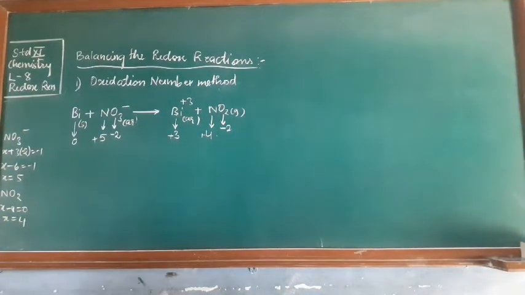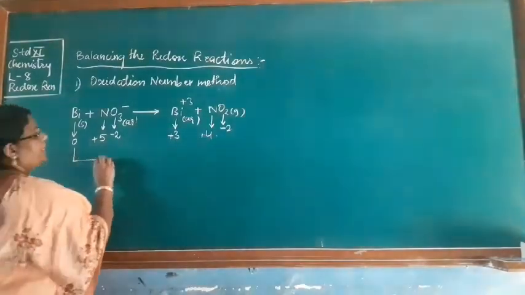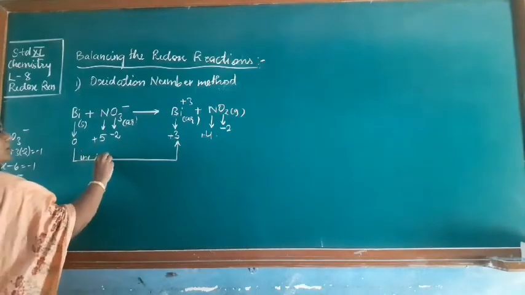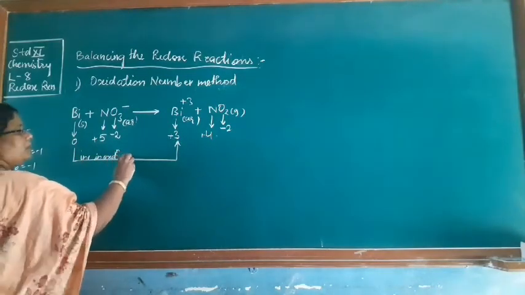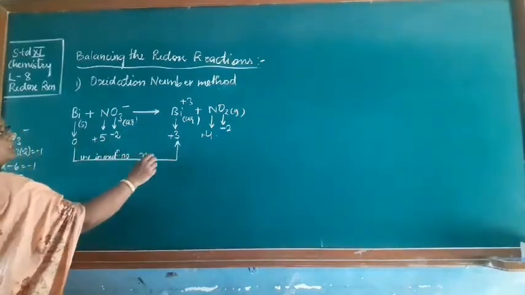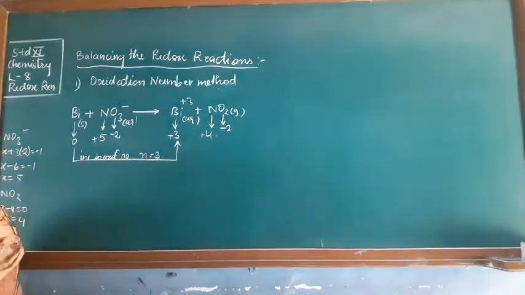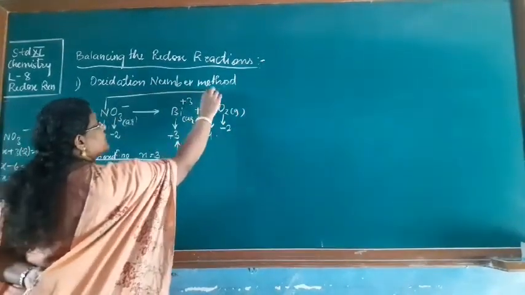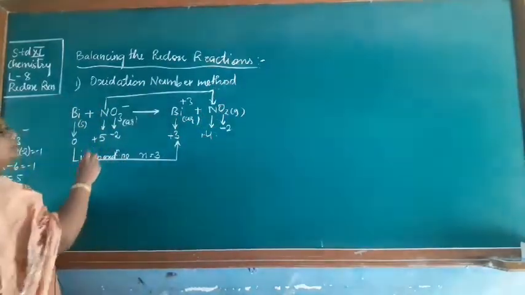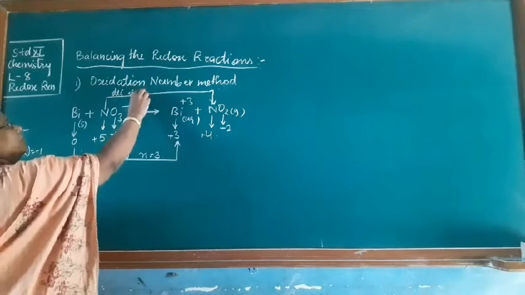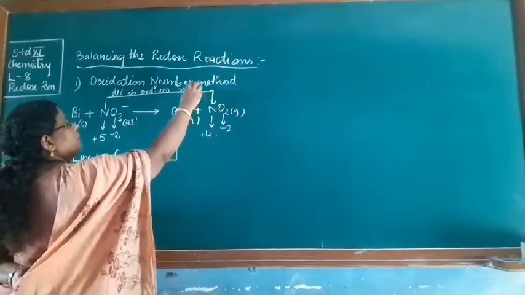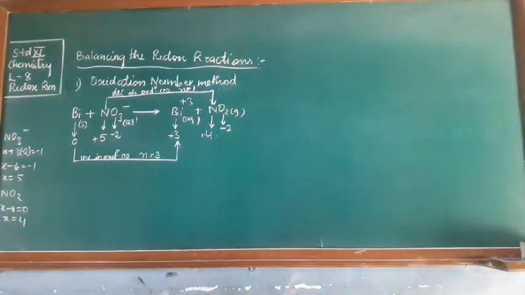So which is getting oxidized and which is getting reduced? Let me see. Bi goes from 0 to +3. There is an increase in oxidation number, so how much will the change be? 0 to 3, that means the change is equal to 3. Here nitrogen is moving from +5 oxidation state to +4, so there is a decrease in oxidation number. The change is equal to 1. Here there is a decrease of one number, so the change is equal to 1.